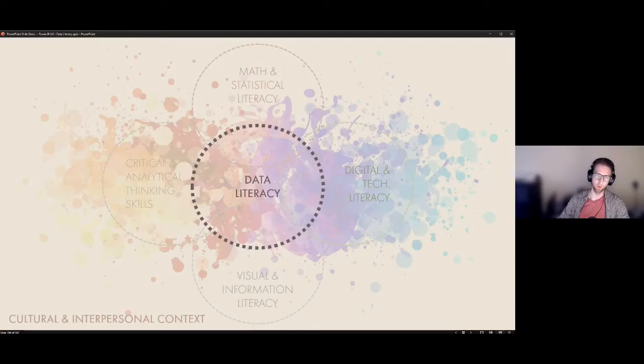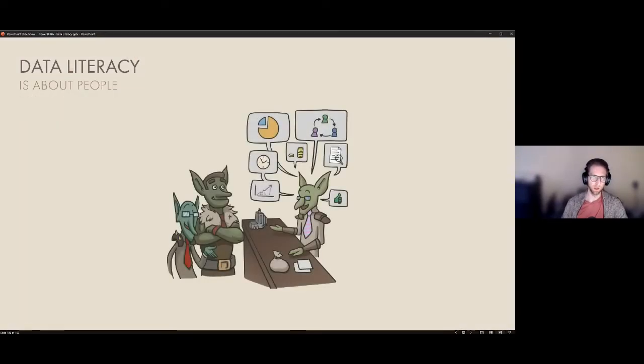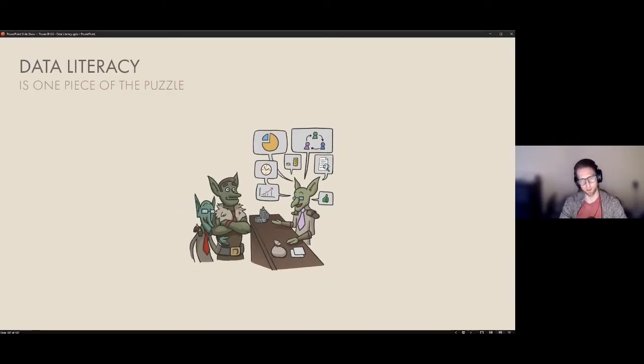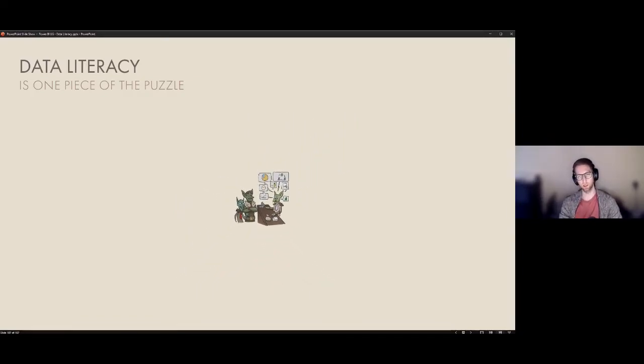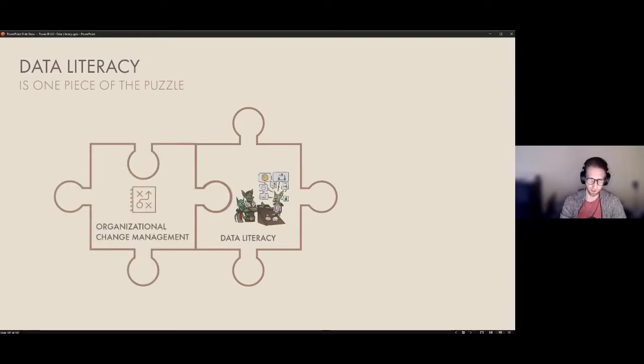How a person in one group thinks and sees and interprets information, especially visually, versus someone in another group is completely different. Data literacy is a complex and nuanced topic. It's about people and not solutions, not tools, not technologies, and it's just one piece of the puzzle. If we take a step back and look at the wider picture, data literacy intersects with pretty much every other major concept that's happening in our organization.